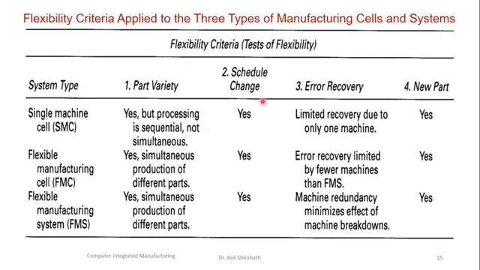Even scheduling changes are allowed. Error recovery is limited with only 1 machine, so if any error happens, the complete production will get stopped. Error recovery is limited, but here it minimizes the effect of machine downtime. New parts can be processed in all the 3 types of system.